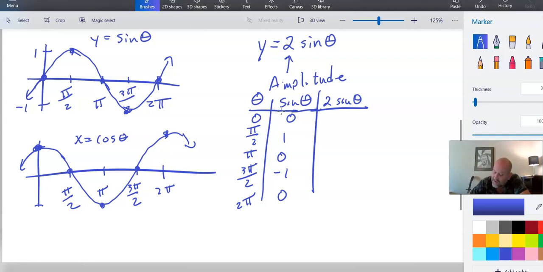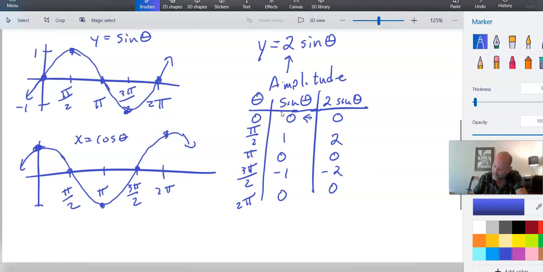Now, if I have 2 times sine theta, that means I'm taking these values here and I'm multiplying them by 2. So if I multiply 0 by 2, I still get 0. If I multiply the 1 by 2, it turns it into a 2. And then 2 times 0 is 0, 2 times -1 is -2, and 2 times 0 is 0. Okay, so we have all that now.